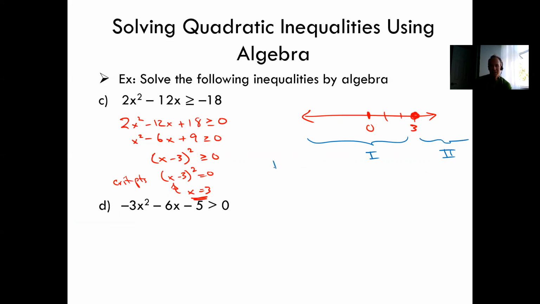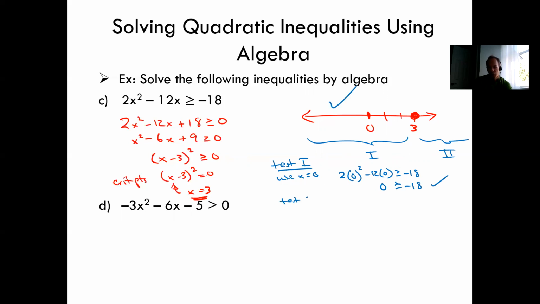So if we're going to test some points, we're going to test interval 1, and we're going to use x equals, and pick anything left of the number 3. You're thinking 0? Good for you. Okay, so 2 times 0 squared minus 12 times 0 is 0, and that's greater than or equal to negative 18. So is this a true statement? Is 0 greater than negative 18? Yuppers. So I'm going to put a big fat check mark above there to remind me.